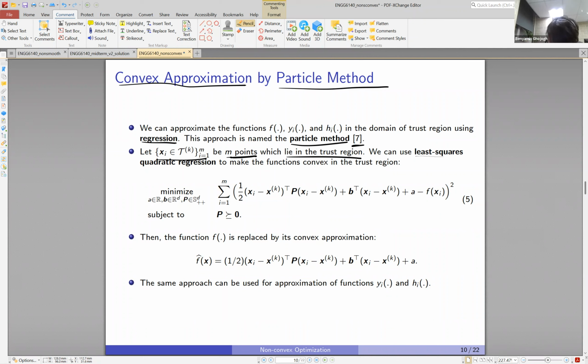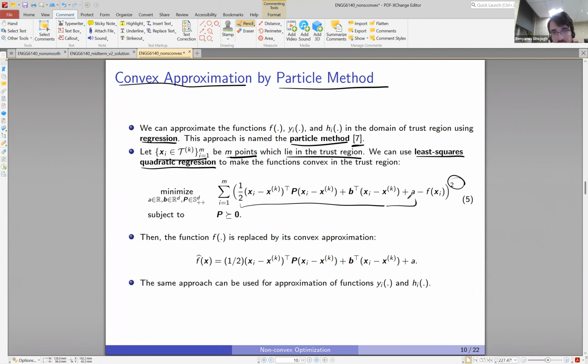We can use least squares quadratic regression. So why do we say least squares quadratic? This is exactly the least squares quadratic problem. Why is it quadratic? Because we have power 2 here, and it's least squares regression because we are minimizing this quadratic form. And what is this? To make the functions convex in the trust region. So we are saying that, consider this.